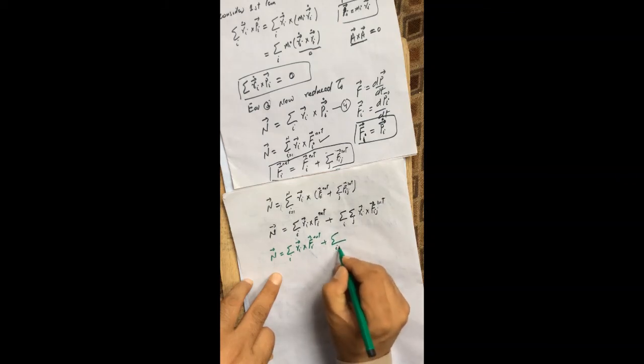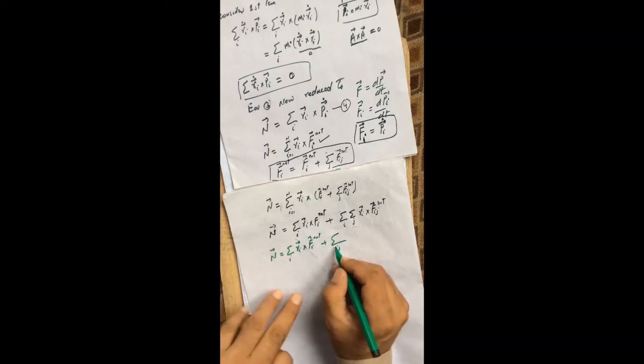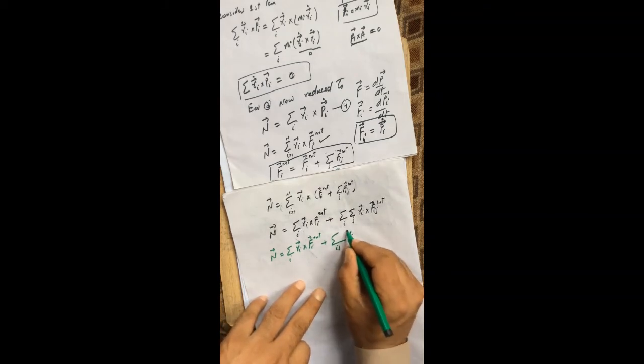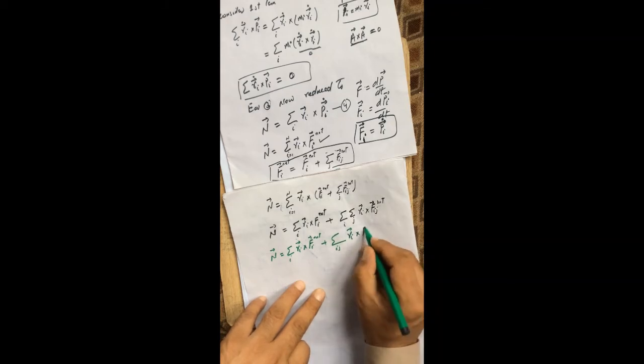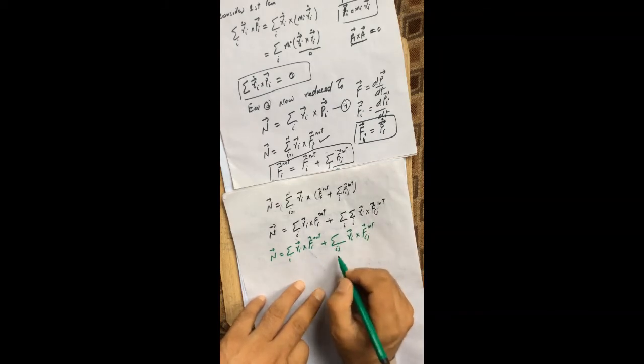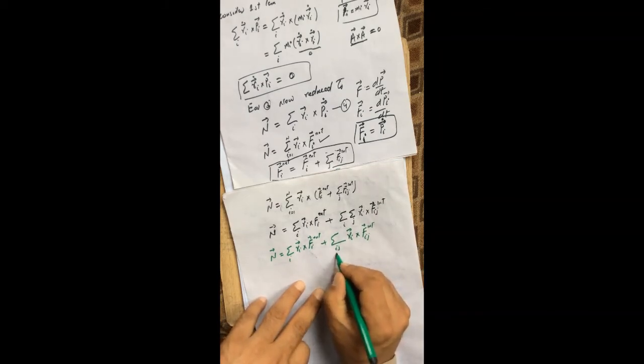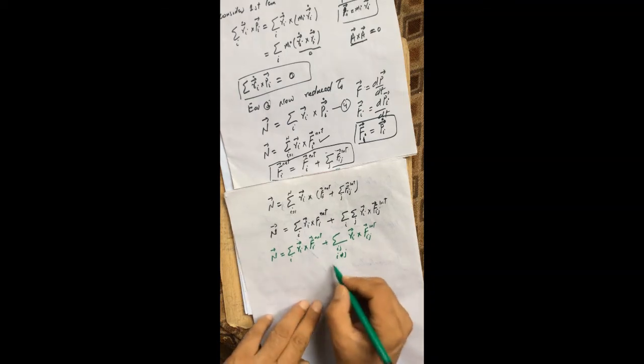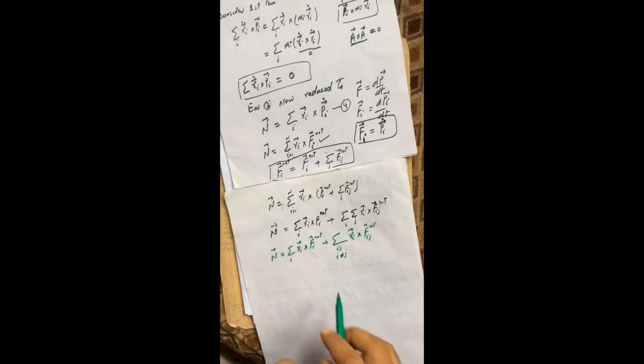sum over ij. This is a double summation, so I will replace it by a single sum, and this is sum over ij, r_i cross F_ij internal. But here the sum is over i and j, so we will put another condition that i is not equal to j, because the interaction of the ith particle with itself is forbidden. We can say that this condition i is not equal to j basically means that the ith particle does not interact with itself.